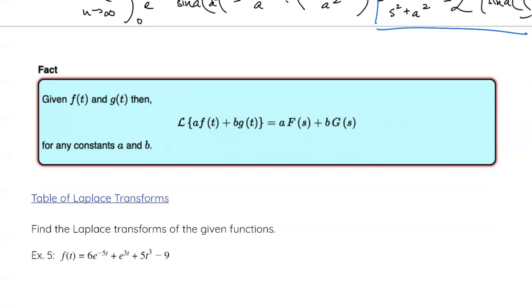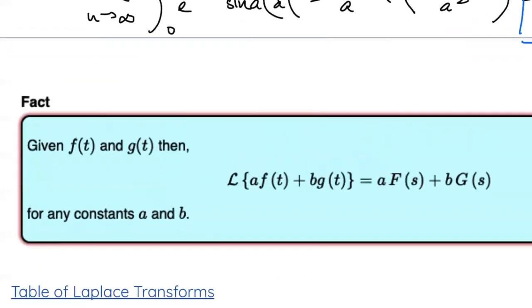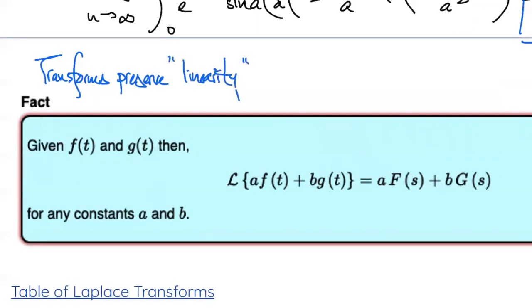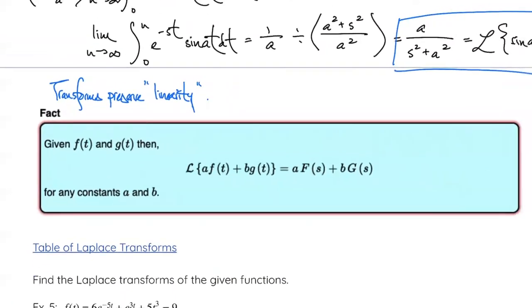But before we open up this table, I just want to talk about one really important fact that comes out of something being a transform. So I actually want to write a separate one up here, which is that transforms preserve something called linearity. Okay, transforms preserve linearity. You actually know some examples of this.